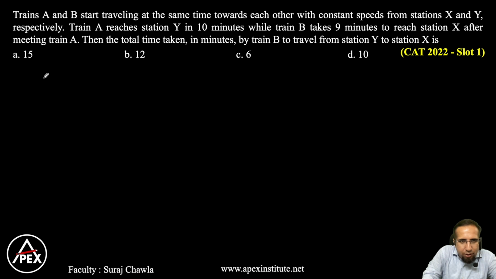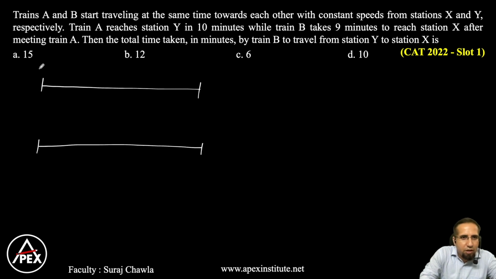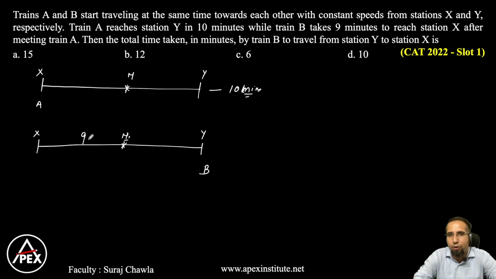I'm given two trains, so let's try to understand the gap here. The stations are X and Y. And let's say this is the meeting point M. So train A starts from here and train B starts from here, and I'm marking the same point here. This is M. Now total time taken by train A to reach from X to Y is 10 minutes, whereas I'm told that train B takes 9 minutes to reach from after the meeting point.